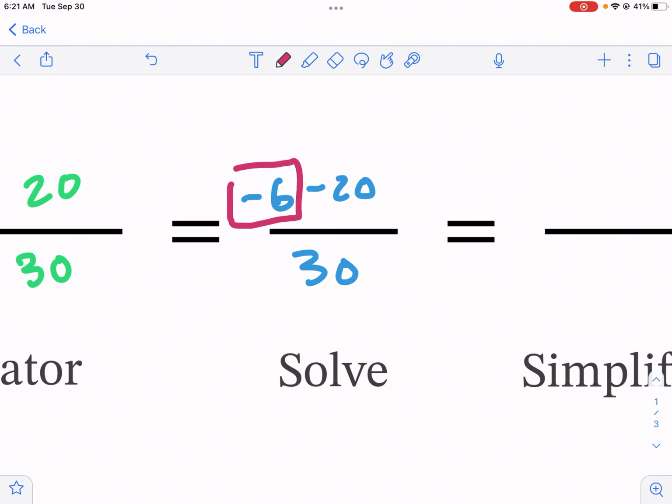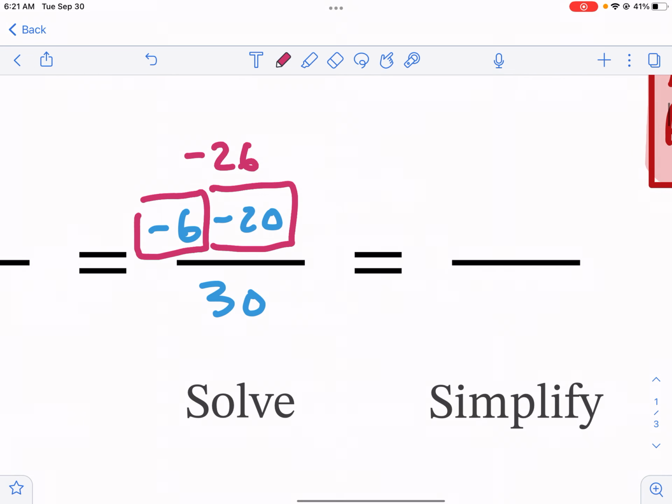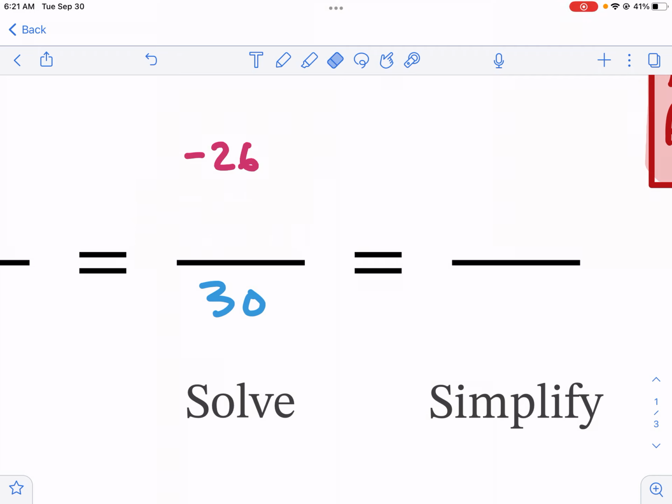I would call this a negative 6 and a negative 20. What happens when you combine a negative 6 and a negative 20? Well, they're the same sign. They're both negative, so they're going to become more negative. They're going to become negative 26. So negative 6 minus 20 is going to become negative 26.